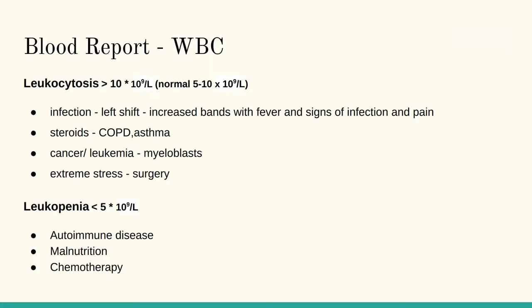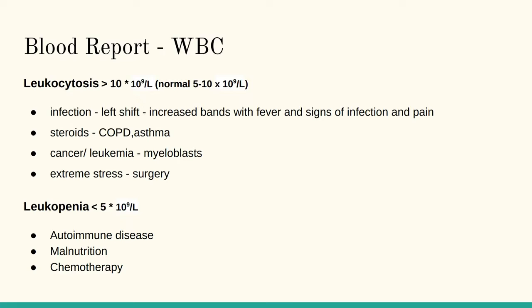Moving on to the second part of the blood report, the WBC. There are two main pathologies based on the number of WBC. The first one is leukocytosis, and the second one is leukopenia. Leukocytosis is an increase of WBC more than 10 times 10 to the power 9 per liter. This is usually seen in four main categories.